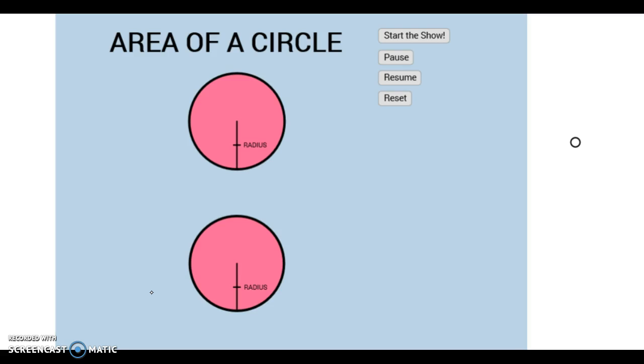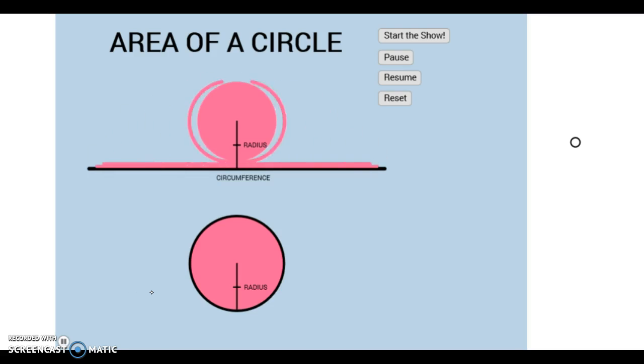So we're going to start the show and see what happens with this sketch. We're going to pause it periodically. So when we take away that first layer of the circle, that is going to be your circumference, because that's basically the perimeter of the circle if you were to walk all the way around it. So we know down here this is going to be 2 pi r. So let's resume and see what happens.